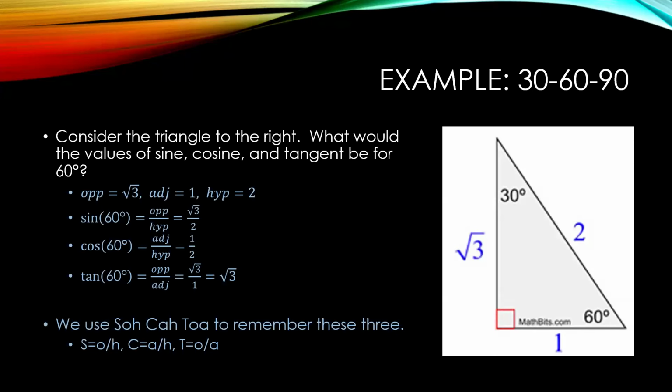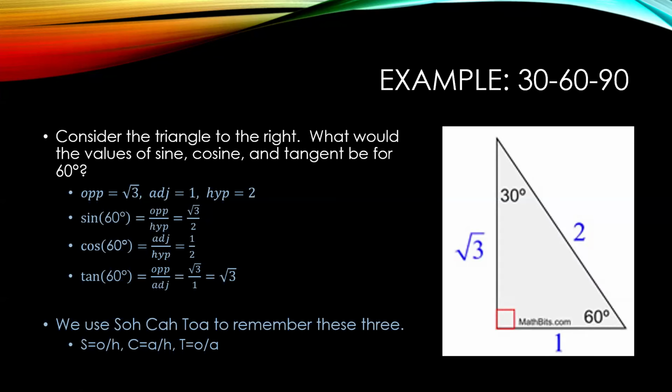Here we go. In this case, for 60 degrees, the opposite side is square root of 3, the adjacent side is 1, and the hypotenuse is 2. And so the sine of 60 degrees is the opposite divided by the hypotenuse, which is square root of 3 over 2. The cosine is going to be the adjacent over the hypotenuse, which is 1/2. And the tangent is going to be the opposite over the adjacent, which is square root of 3.